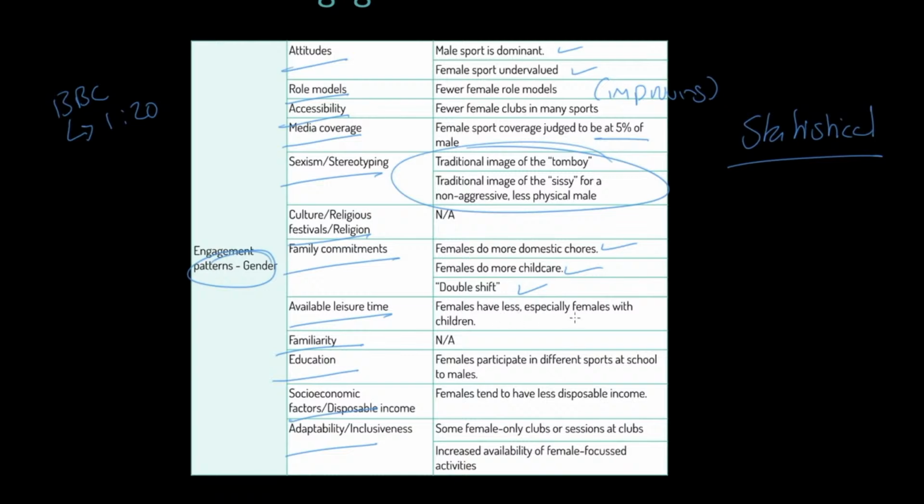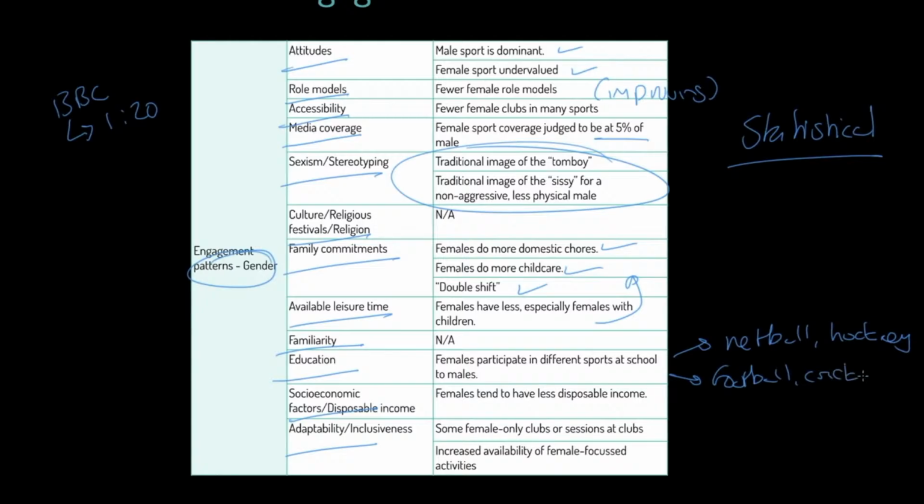Leisure time, females have less, especially females with children. Why? Because of this stuff above. Familiarity not relevant. Females participate in different sports at school to males. So think about school experience. Lots of netball maybe. Lots of hockey maybe. Nothing wrong with these sports. Both my daughters play both of these sports. Brilliant sports. But think about the experience of boys. They tend to play football. They tend to play cricket.